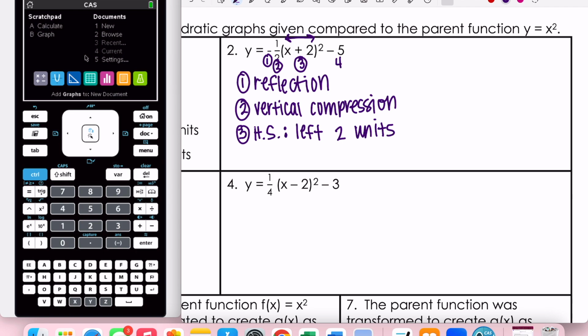Lastly, I want to look at the value of k. And remember, there are no tricks with k. This, again, is my vertical shift. I'm going to put VS for vertical shift. And because I see that I have a -5, remember that means I'm going down 5 units.